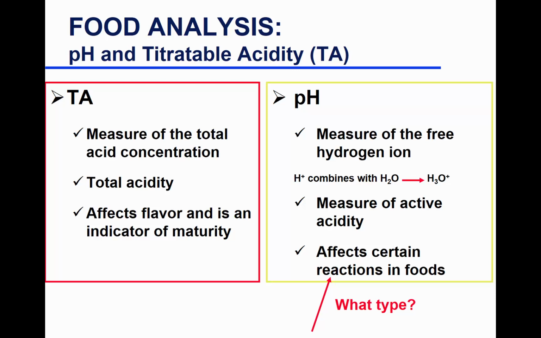Other reactions, for example, disulfide linkages can occur with high pressure, high temperature, and high pH. So you can impact chemical reactions, enzymatic reactions, microbial growth.